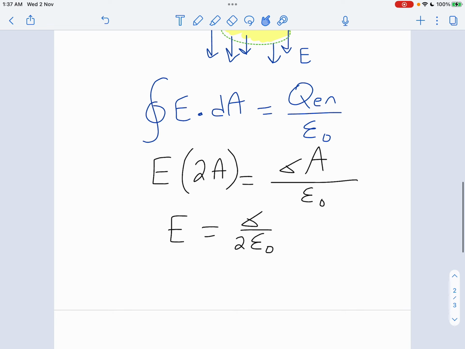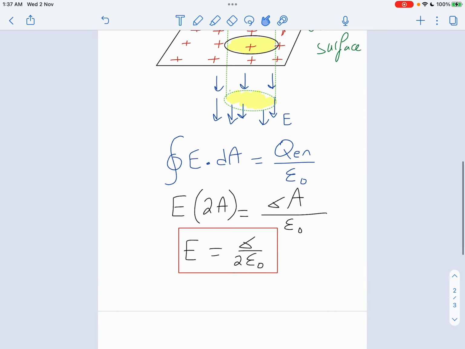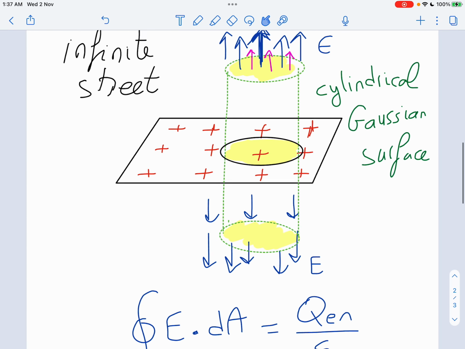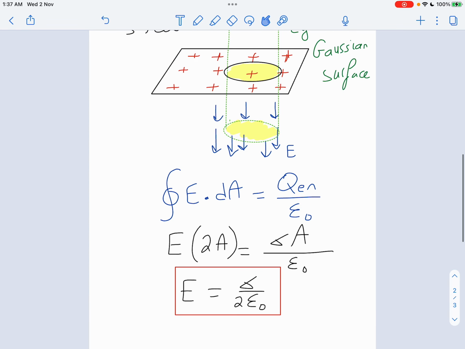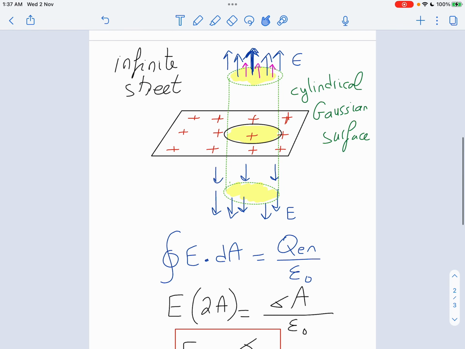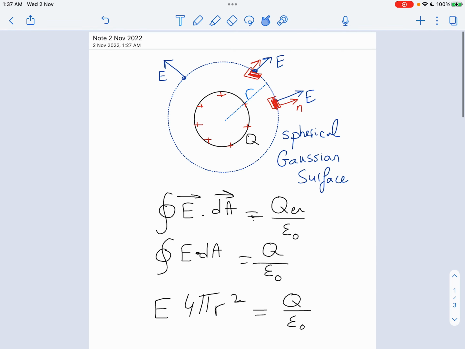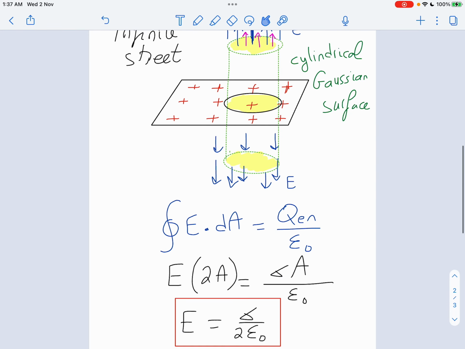Again, we can see clearly that this electric field doesn't depend on the distance away from the sheet, because this sheet is considered to be infinite. So the points do not recognize how far they are from that sheet. So this is how we use Gauss's law to find the electric field of an infinite sheet and of a sphere. Thank you for watching.